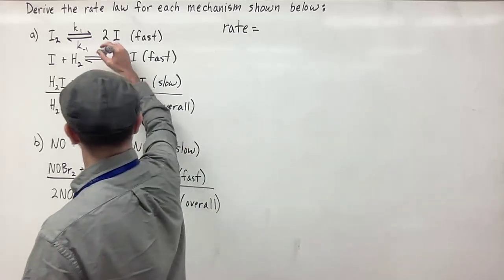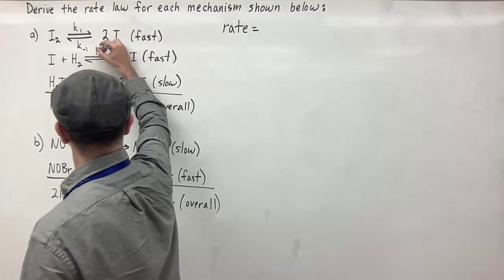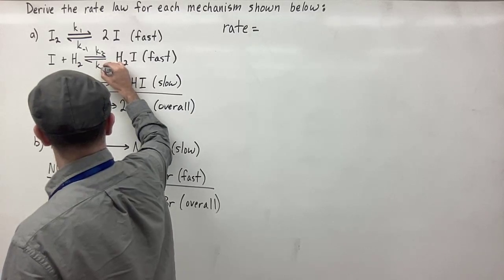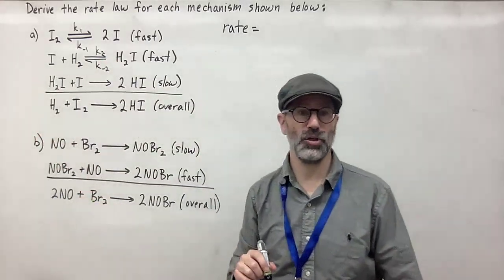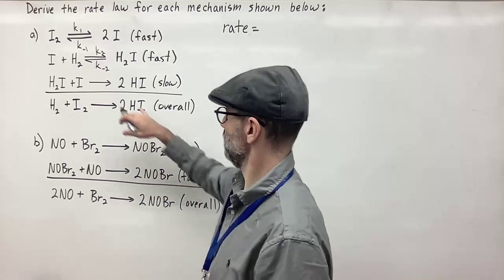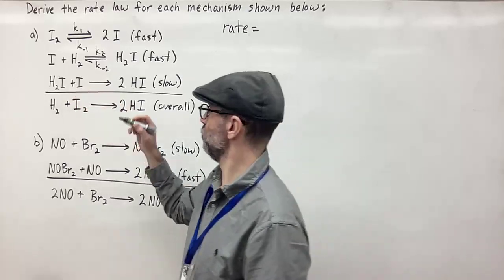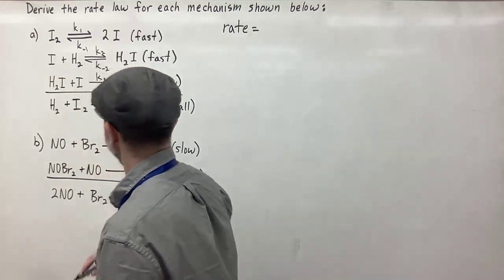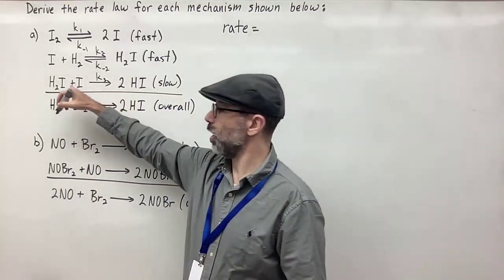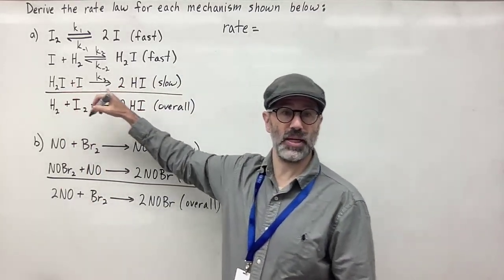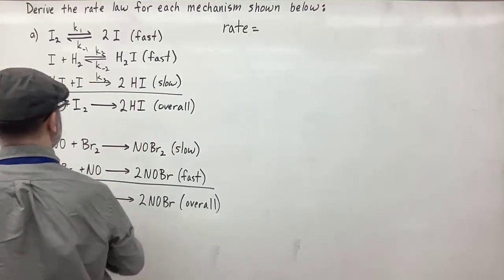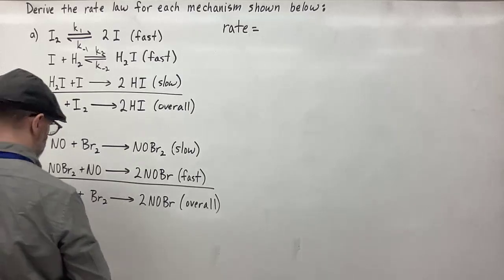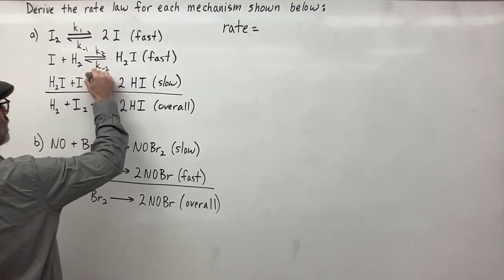Same thing for the second step. For the top one, the forward step is going to be k2, and the bottom one is going to be k negative 2. And since the third step is not reversible, we're just going to use the forward reaction. That's going to be k3. So we're going to write the rate law for this step here. All right, let me rewrite this so it's clearer. So this is going to be k3.